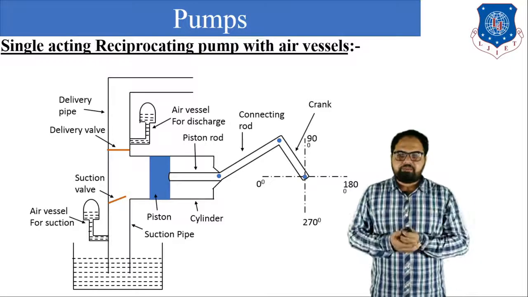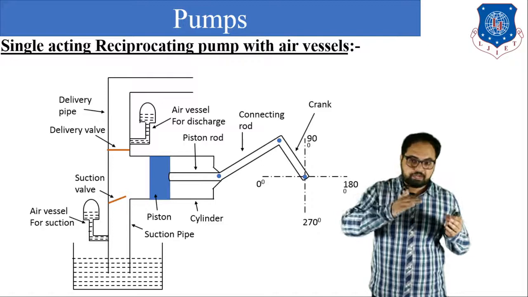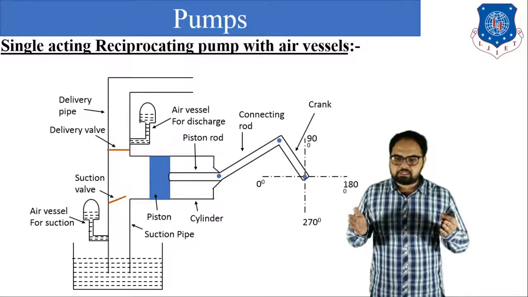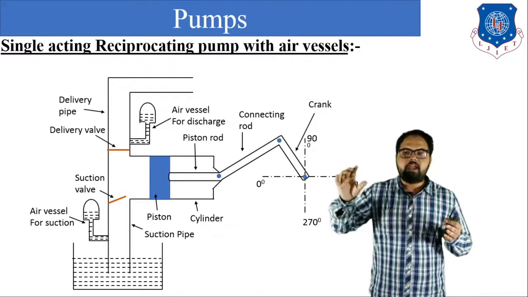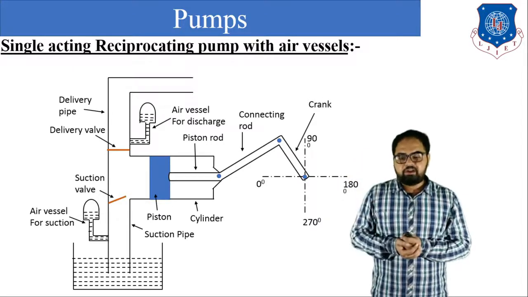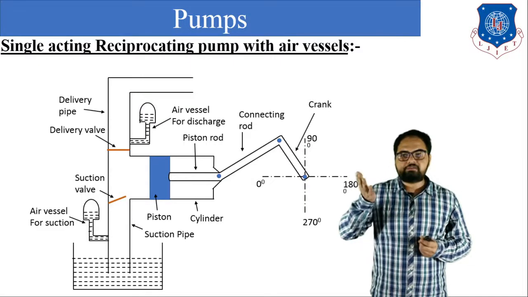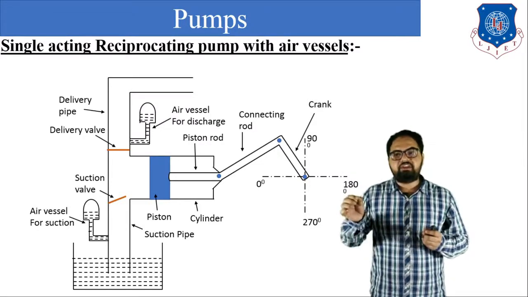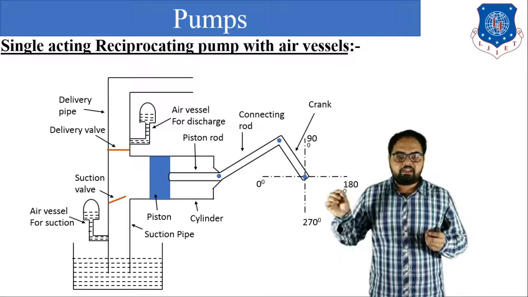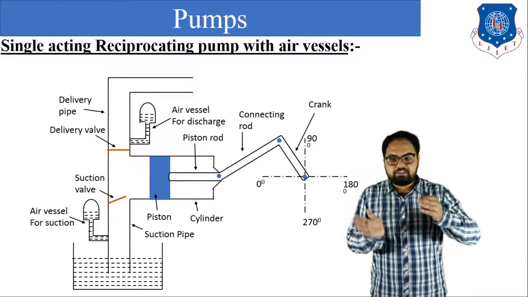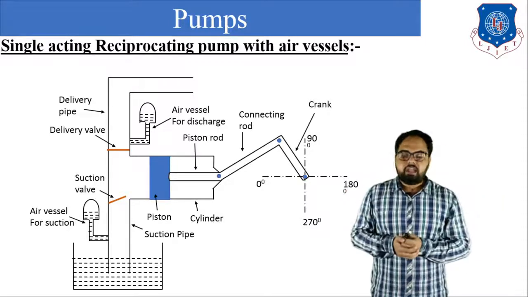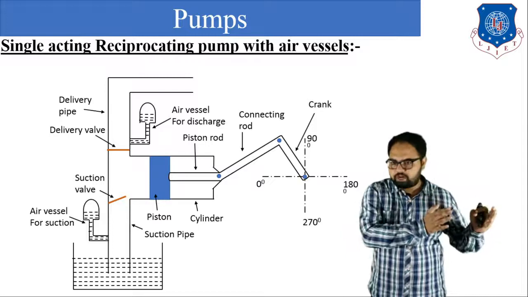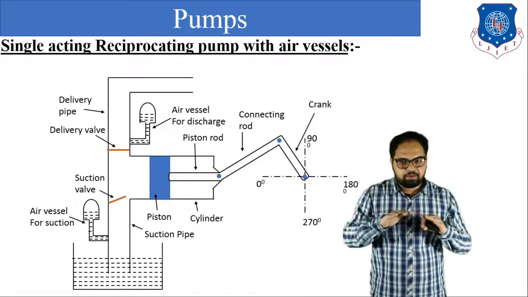Whenever the crank travels from 0 to 180, the piston travels from left to right, and due to that a negative pressure is generated and suction of liquid takes place, filling the whole cylinder with liquid. But when suction takes place, some amount of liquid also enters the air vessel and fills it with water. Since there is air inside the air vessel, that air is compressed at the top portion of the vessel. At the end of the suction stroke, the piston is at one end of the cylinder, and both the suction valve and delivery valve remain closed.